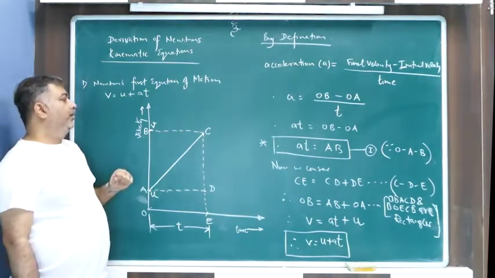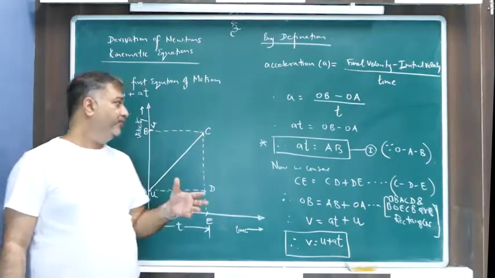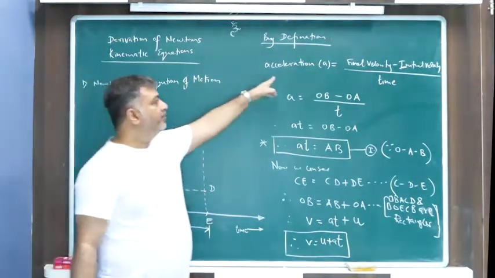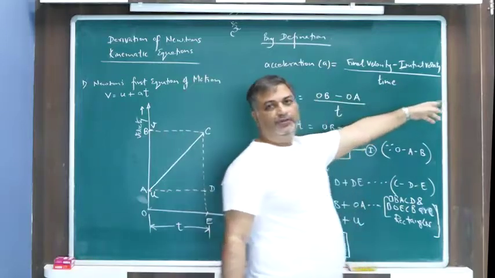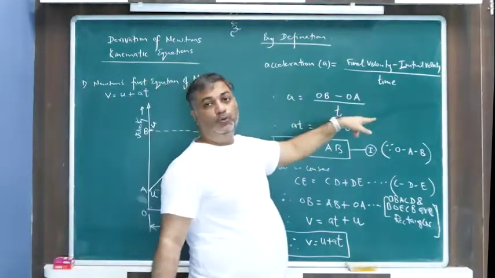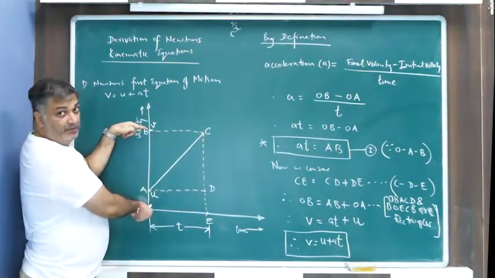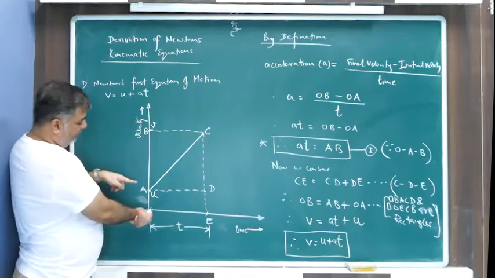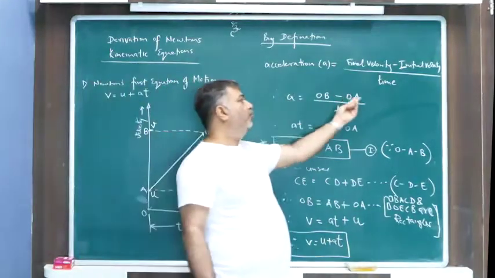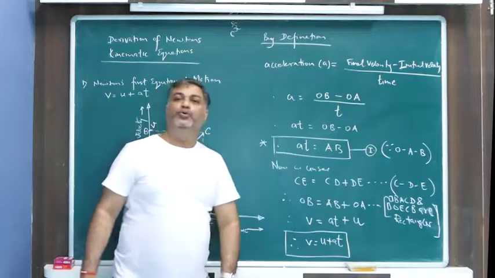Now, first we will begin with the definition of acceleration. What does the definition of acceleration say? Acceleration is equal to final velocity minus initial velocity upon time. We begin the derivation from there. Okay? Then A is equal to, now what is final velocity here? Final velocity starting from 0 to B, so OB. What is initial velocity starting from 0 to A, so OA. So final velocity OB minus OA upon time, which is T. Take the T here, so it becomes OB minus OA is equal to AT.